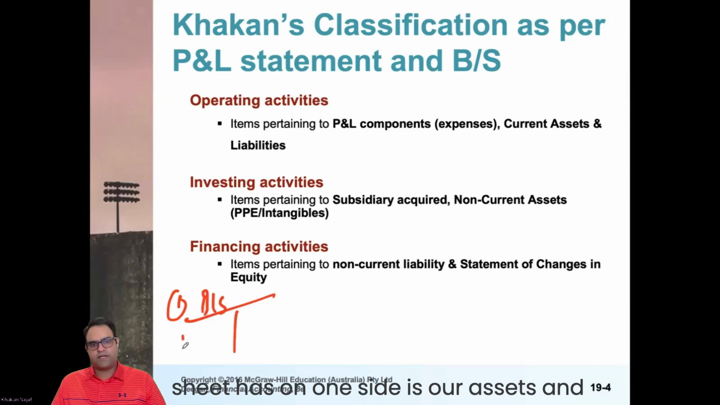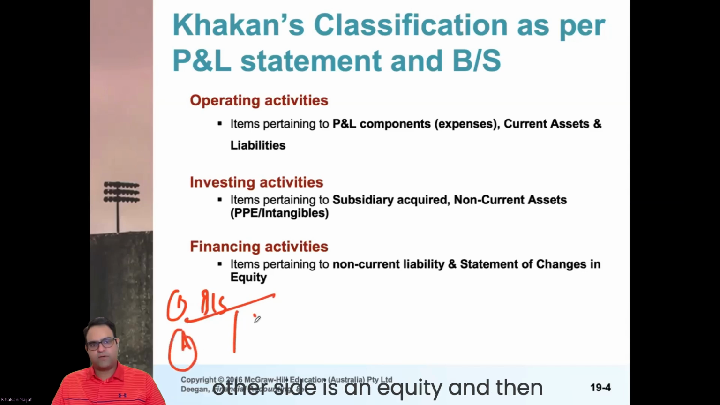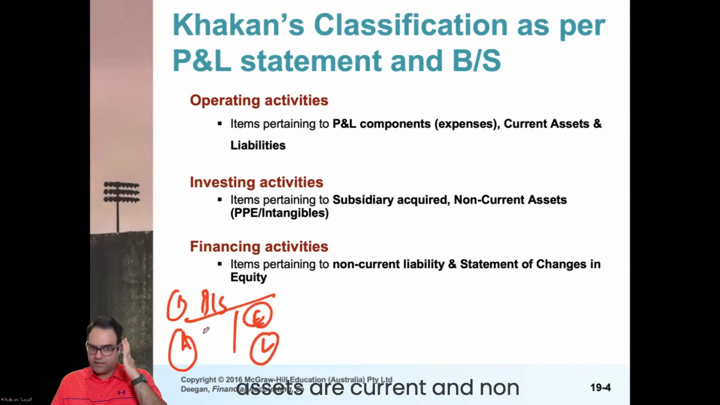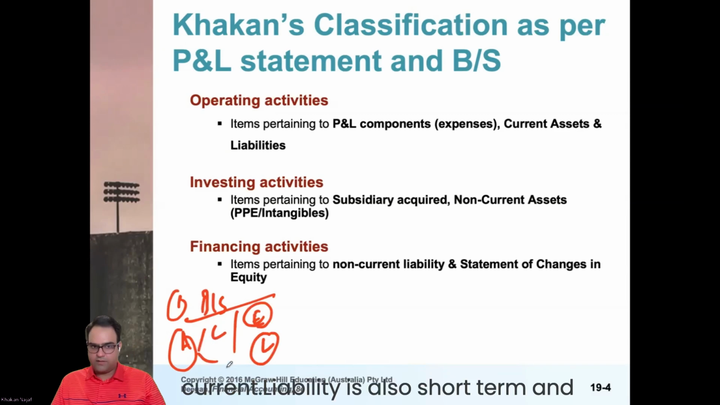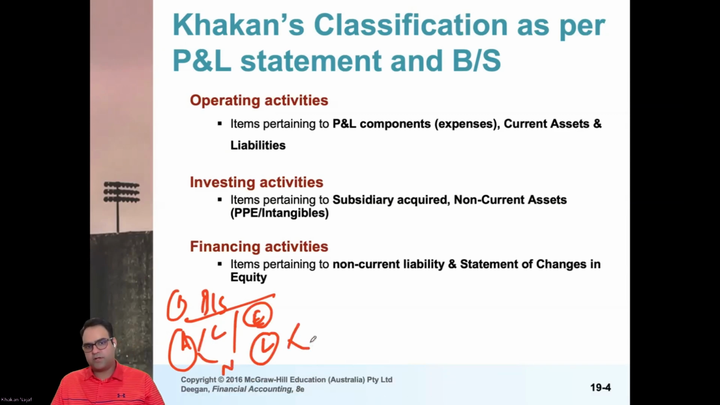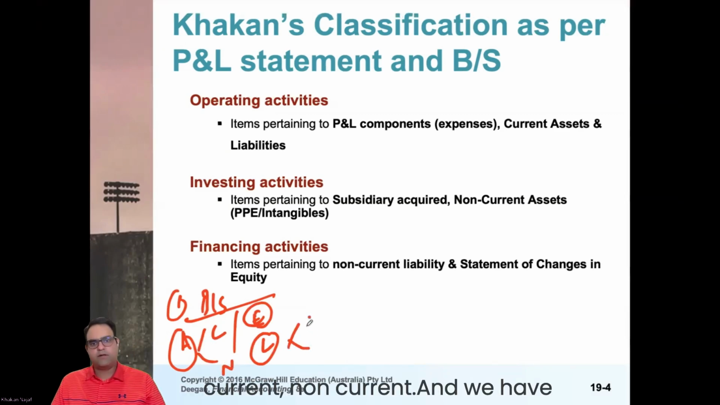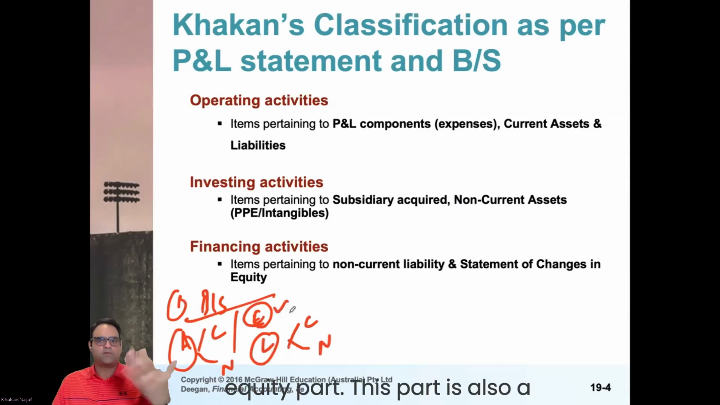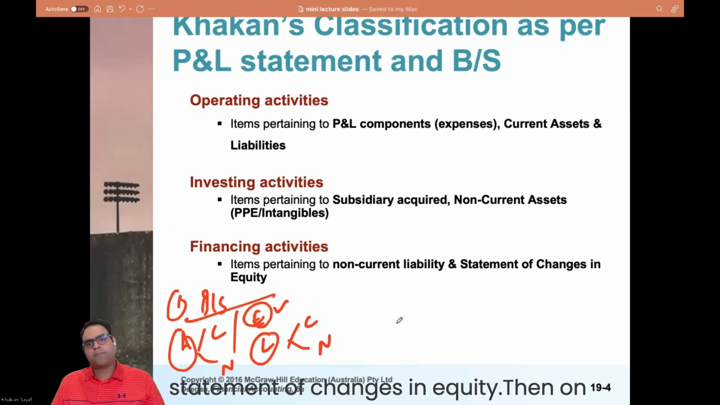The balance sheet has assets on one side, and on the other side equity and then liability. Assets are current and non-current. Liability is also short-term and long-term. Short-term liability is current, and long-term is non-current. Then we have an equity part. This part is also the statement of changes in equity.